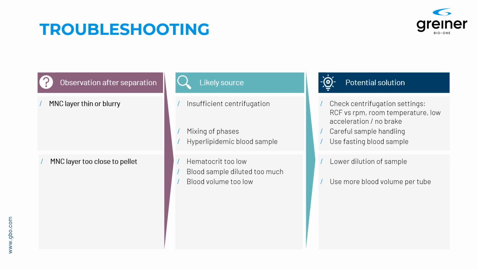If the mononuclear cell layer is too close to the pellet, then the hematocrit might have been too low in the blood sample. The blood sample might have been diluted too much, or the volume of the blood might have been too low. So potential solutions are to either lower the dilution of the blood sample or to use more blood volume per tube.